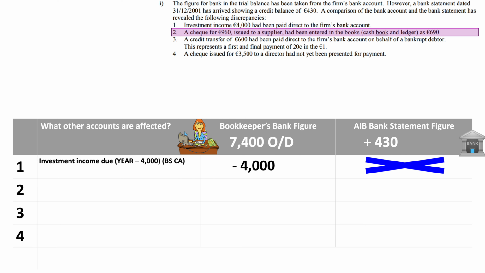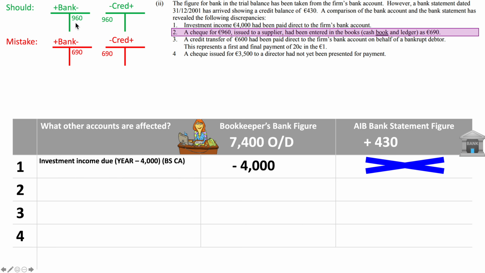Number 2, a cheque for €960 issued to a supplier had been entered in the books, the cash book and the ledger as €690. So what should have happened is that the cheque issued to the supplier should reduce the bank by €960 and should have reduced the supplier, the creditor, by €960. But they put it in as €690 instead of €960. Then to fix that, we have to put €270 on the credit side of the bank and then €270 on the debit side of creditor. Okay, so that's that done.